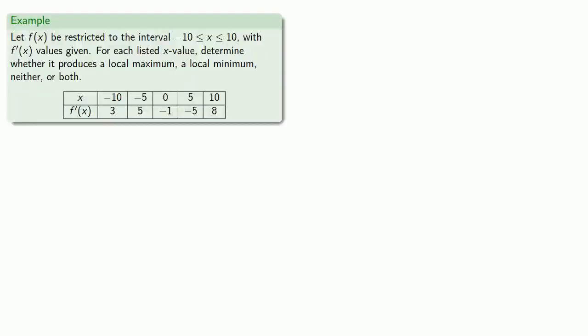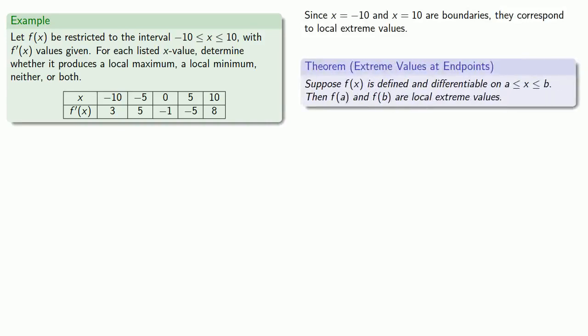And this gives us a lot of useful information. For example, suppose my function is restricted to the interval minus 10 to 10, and I know the values of the derivative. So for each value, we can try to determine whether we produce a local maximum, a local minimum, neither, or both. So x equals minus 10 and 10 are boundaries, so they're guaranteed to correspond to local extreme values. The only question is, what type?